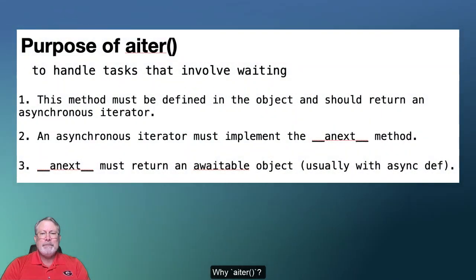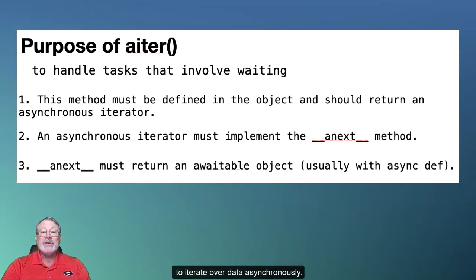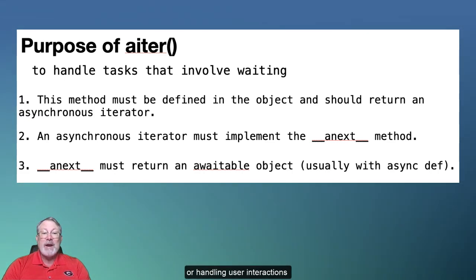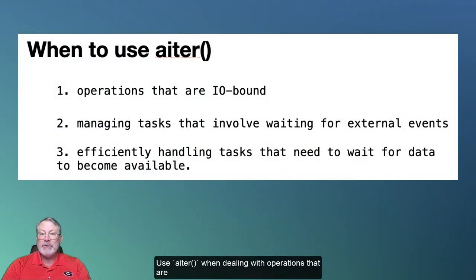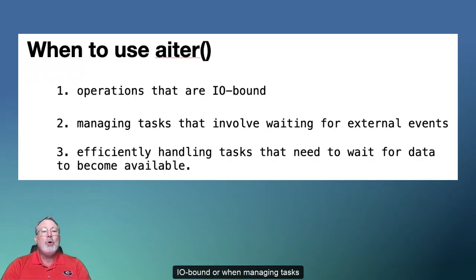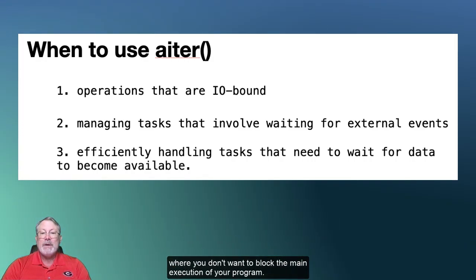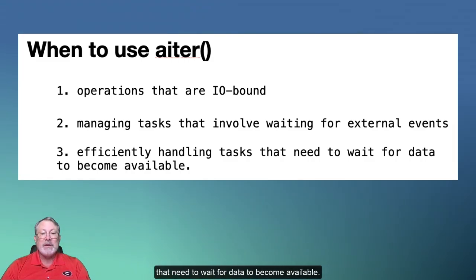Why aiter function? The main purpose of this function is to provide a way to iterate over data asynchronously. This allows a program to remain responsive, for example, by fetching web data, processing streams, or handling user interactions without freezing the UI. Use the aiter function when dealing with operations that are I/O bound or when managing tasks that involve waiting for external events where you don't want to block the main execution of your program. It's perfect for efficiently handling tasks that need to wait for data to become available.